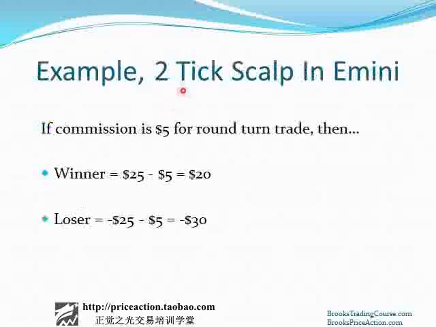For example, let's say you went for a 2-tick scalp in the E-mini. If the commission is $5 for a round turn trade, then each winner is $25 minus the $5 commission, so you net $20. Each loser, you lose $25 plus you pay the $5 commission, so it costs you $30. And that's assuming you execute everything perfectly, don't make any mistakes in your decisions, in other words, taking bad trades, and you don't have any slippage.